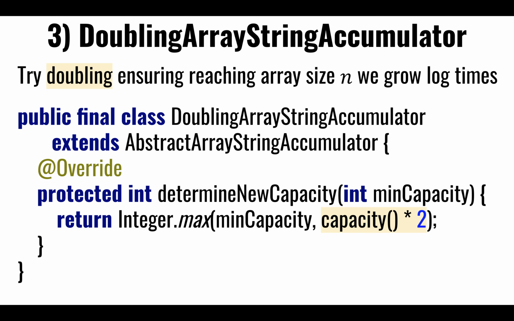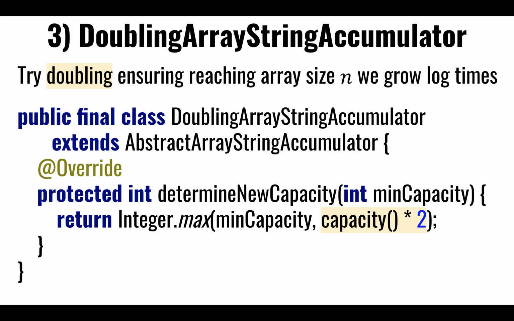So a third option might be to go even further, even more aggressive. I'm going to grow twice as big as what I have, right? So if I ran out with 10 characters, now I'm going to ask for 20. If I ran out with 20, I'm going to ask for 40. If I run out of 40, I'm going to ask for 80. So the more I run out, the faster I grow the space.